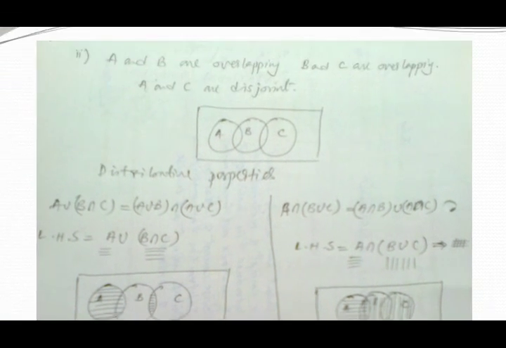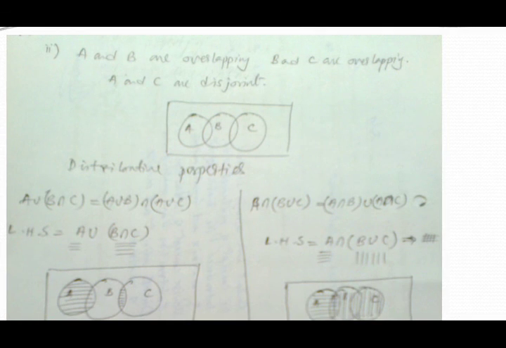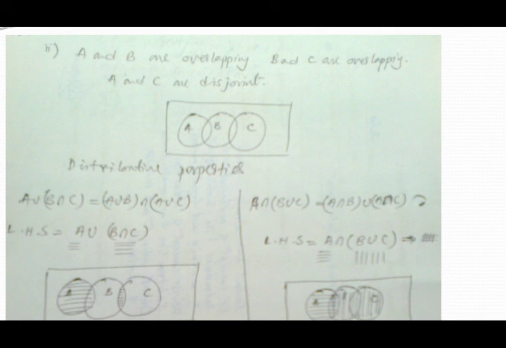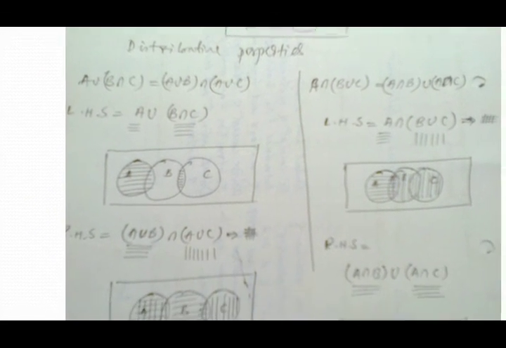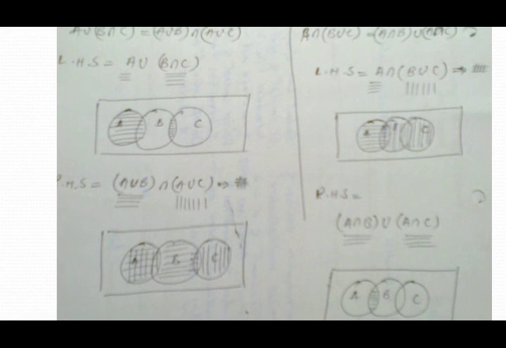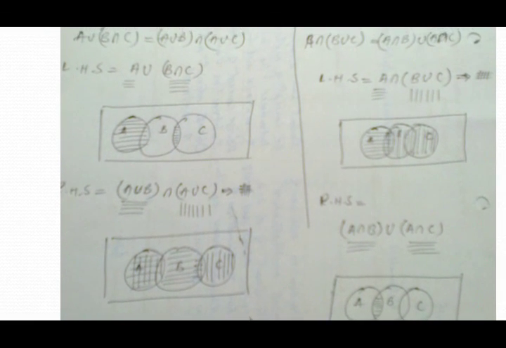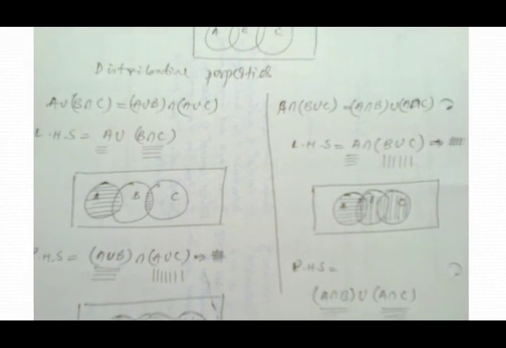In the second part, we have a Venn diagram like this. A and B are overlapping, B and C are overlapping, A and C are disjoint. It becomes like this, and then we verify the distributive property. We want to solve these. It is easy to understand.